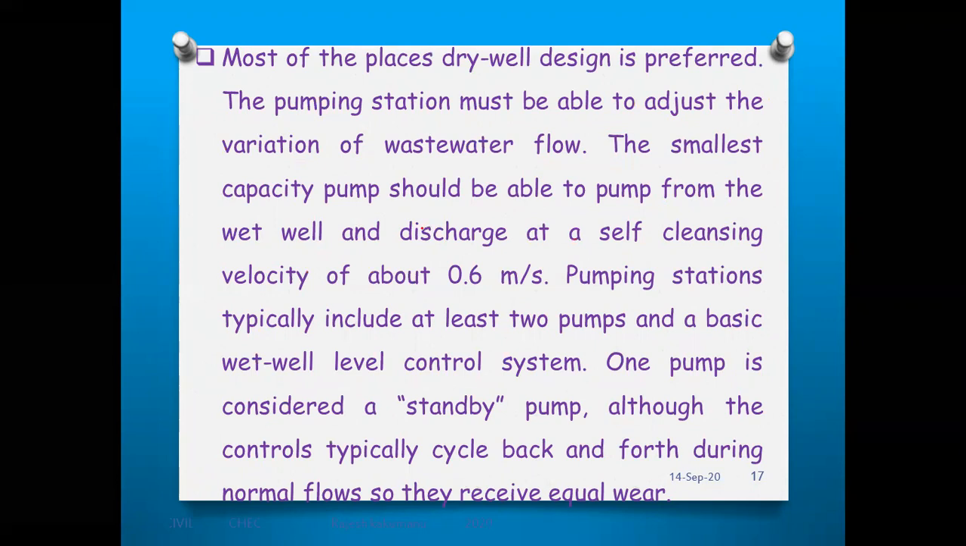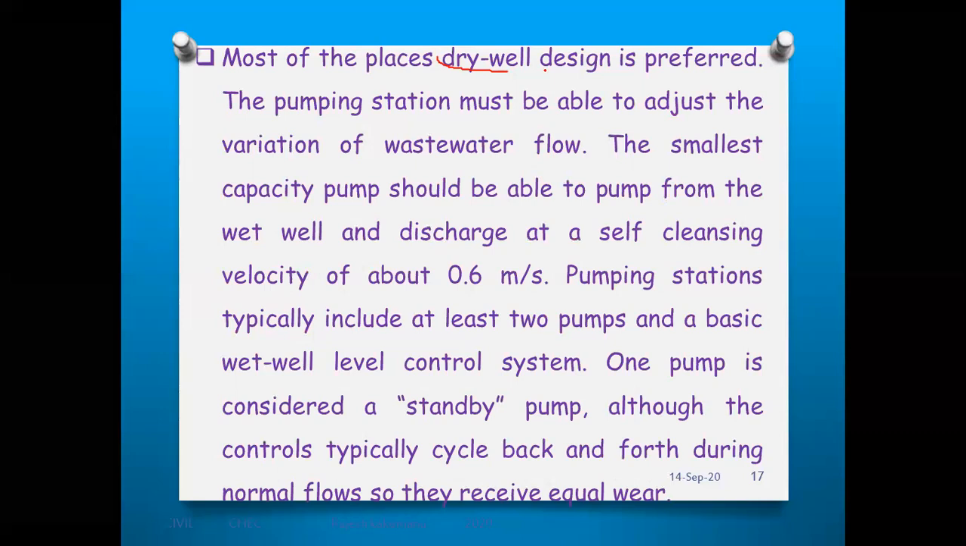So generally, in most places, no dry well design is preferred. The pumping station must be able to adjust to the variation of the wastewater flow. The smallest capacity pump should be able to pump from the wet well and discharge at the self-cleansing velocity of about 0.6 meters per second. Pump stations typically include at least 2 pumps and a basic wet well level control system.